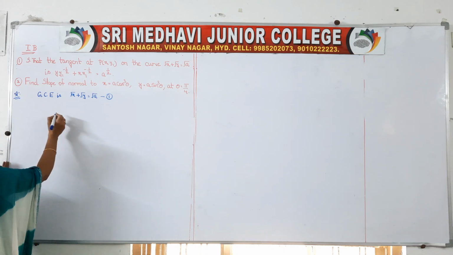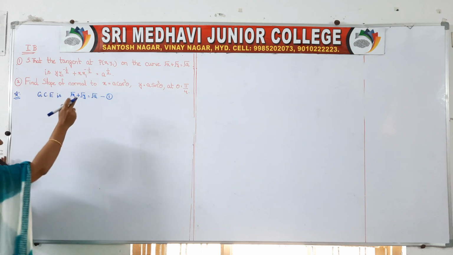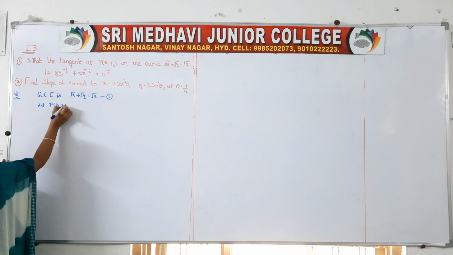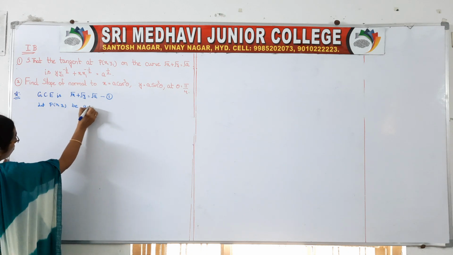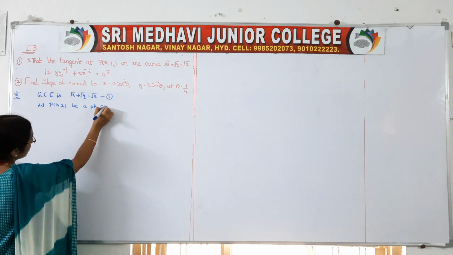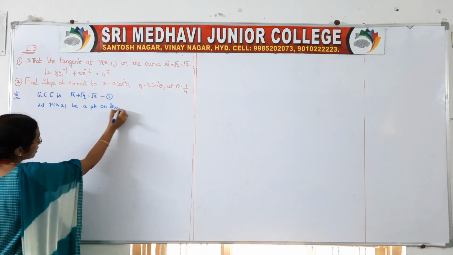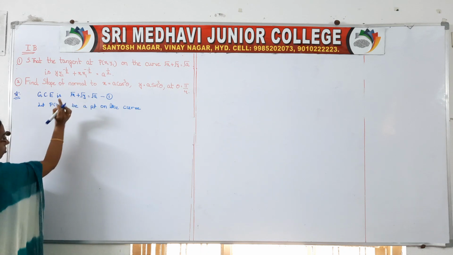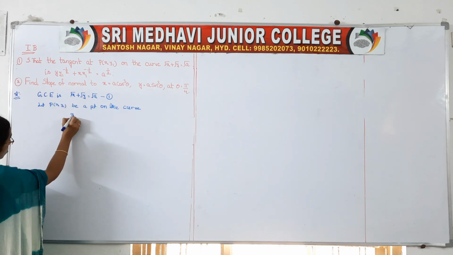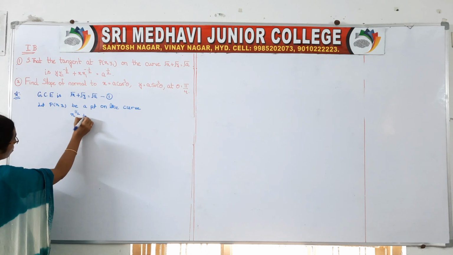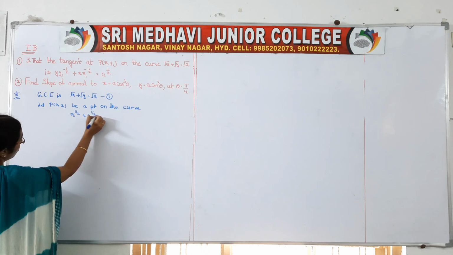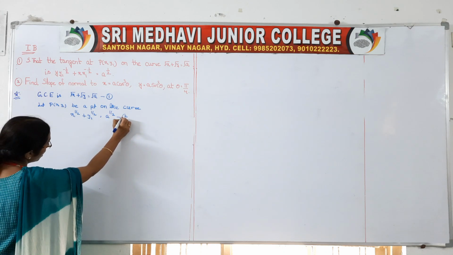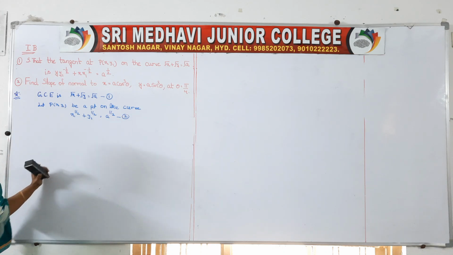You take one point, it is given tangent at a point. So let P(x1, y1) be a point on the curve. So it satisfies the curve equation, isn't it? So we can write root as to the power of 1 by 2: x1 to the power of 1 by 2 plus y1 to the power of 1 by 2 is equal to a to the power of 1 by 2. Consider that as equation number 2.